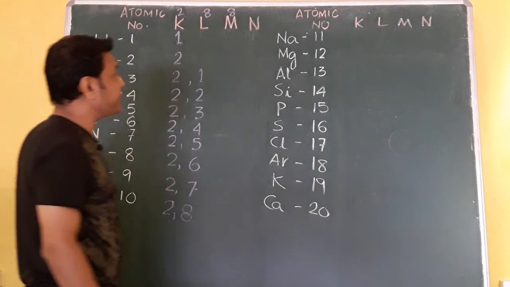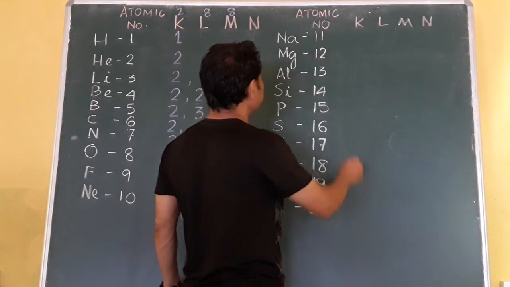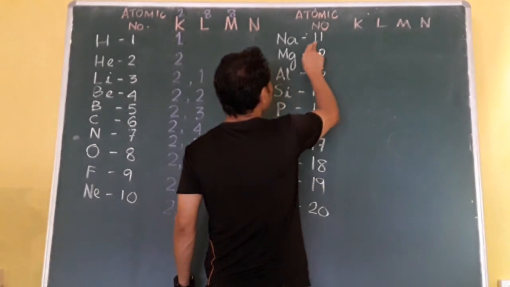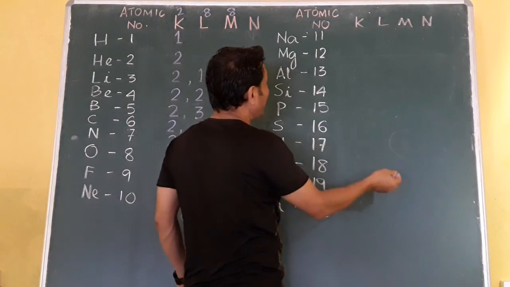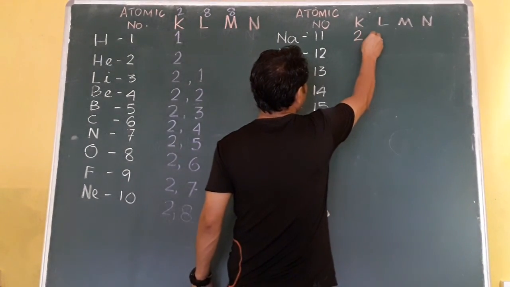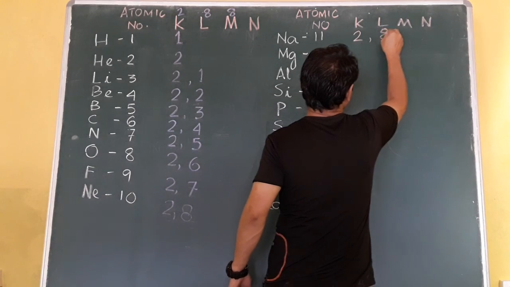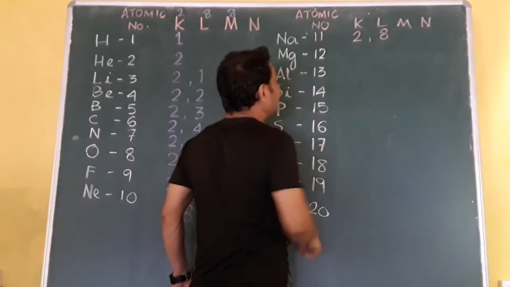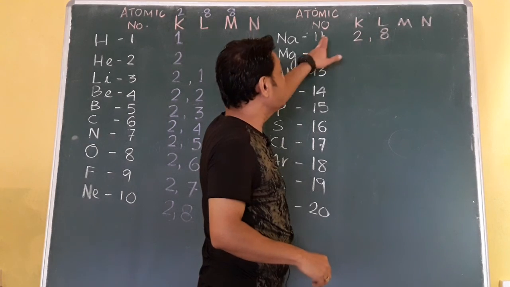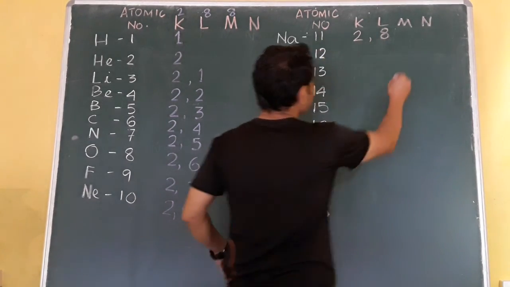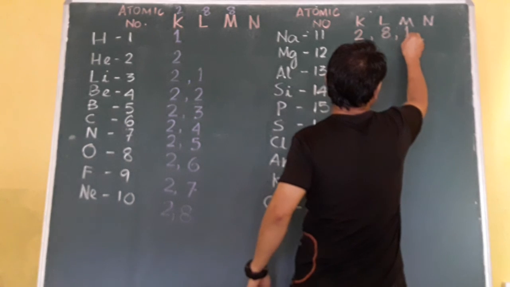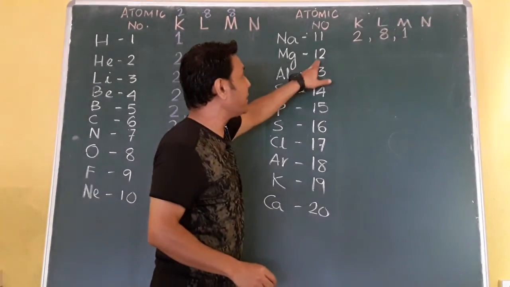So we go to the next element, that is sodium. Sodium atomic number is 11. As we have already discussed earlier, maximum you can have in the K shell is 2, and then there are remaining 9. Out of that 9 electrons, we'll have 8 electrons in the second. 8 plus 2, 10. Total is 11. So 11 minus 10, 1 electron. So 1 electron will come in the third shell. Is it okay?